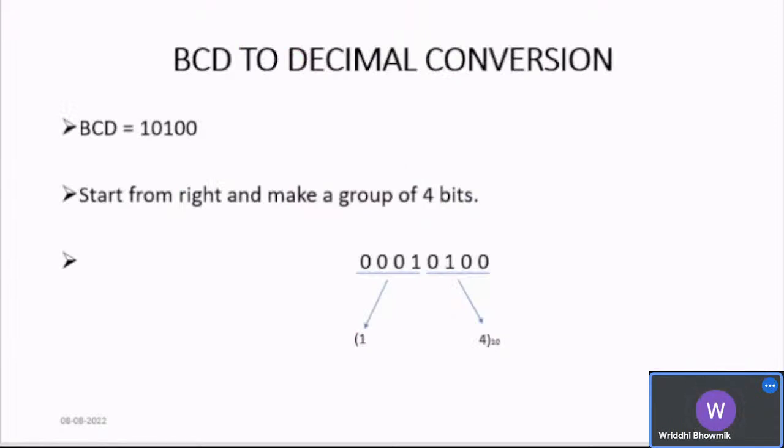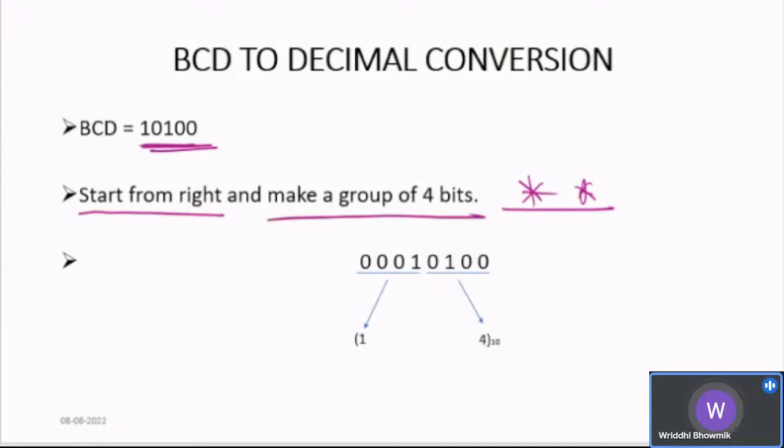Now, BCD to decimal conversion. So this is the BCD number given to you. How could you convert it to the equivalent decimal number? Look, here is a very important point. Start from right and make a group of 4 bits. Because you know what BCD is. You are encoding the decimal digits into 4 binary bits. So you have to make a group of 4 bits, and you will start from right.